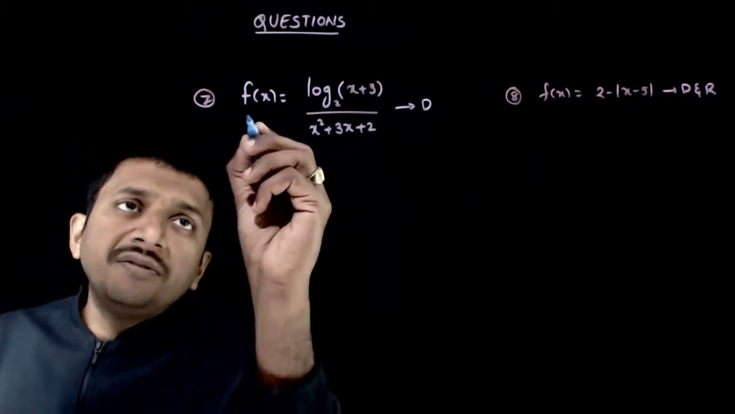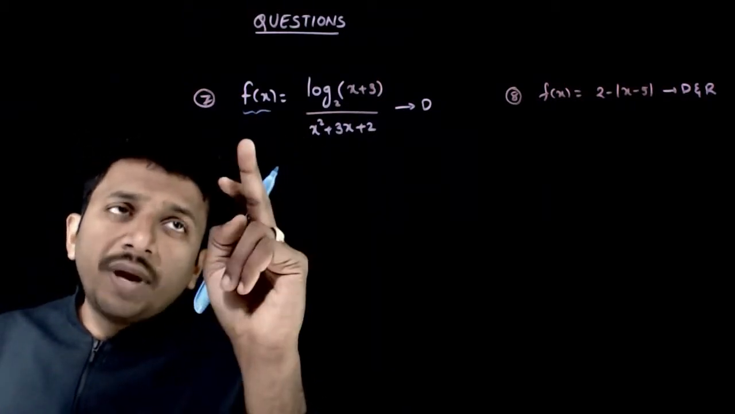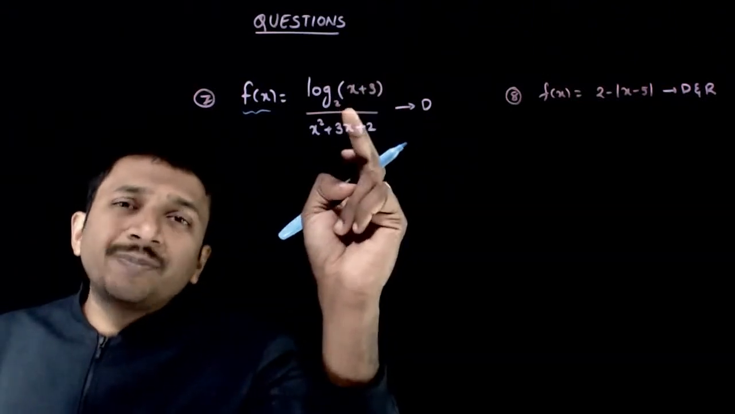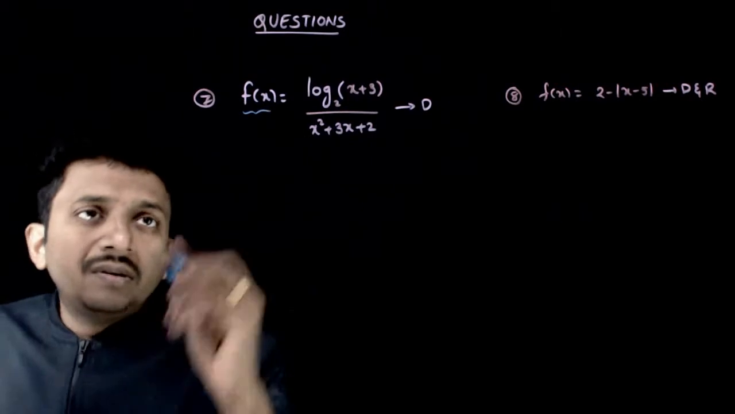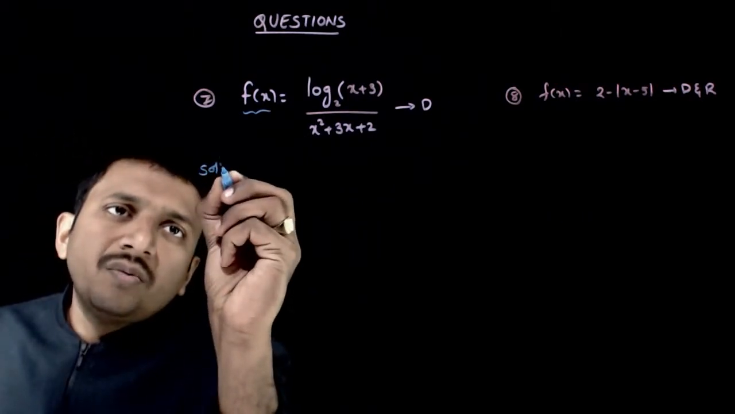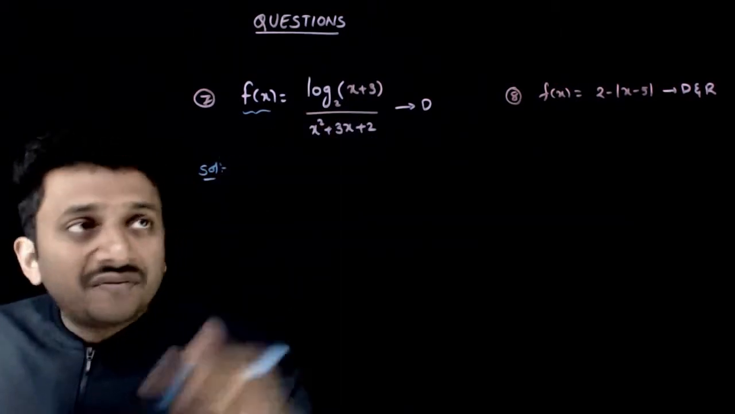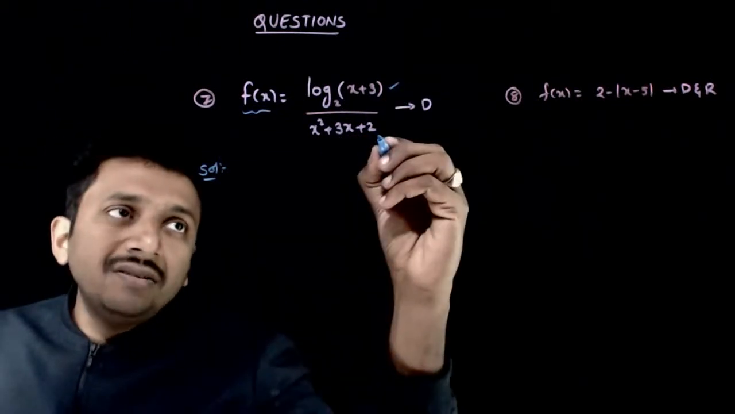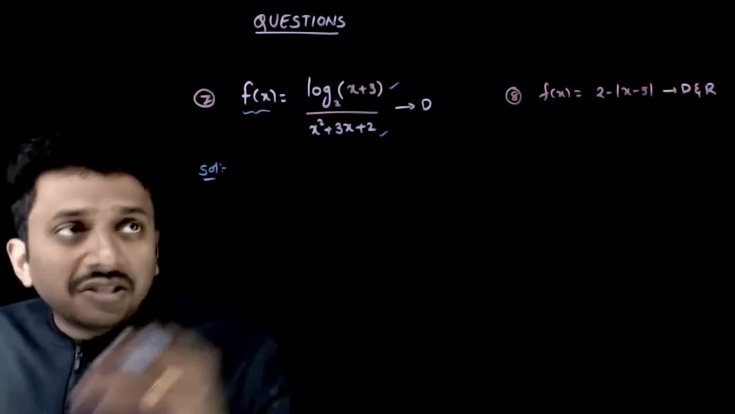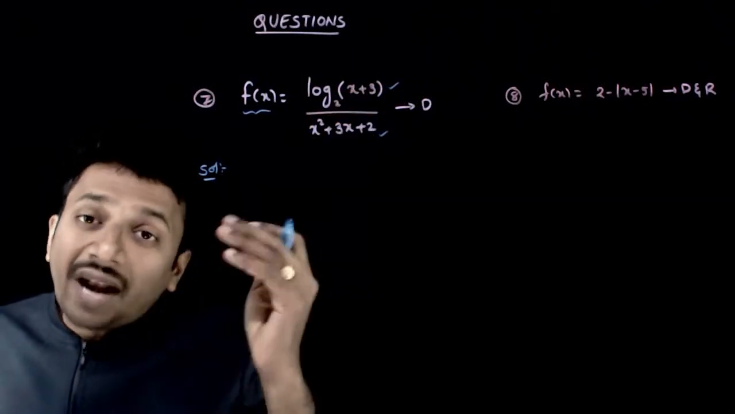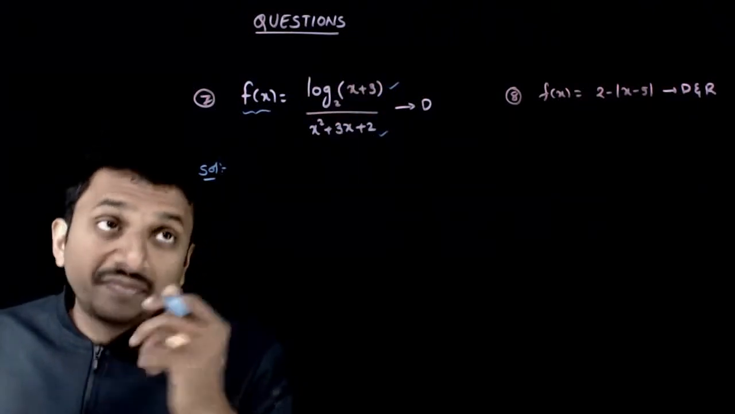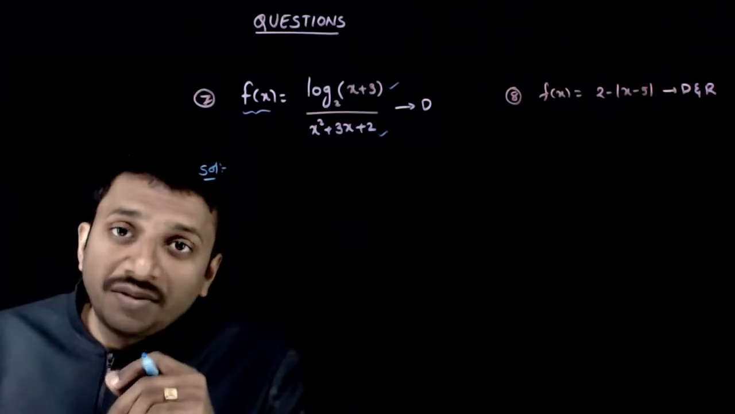So in this question, you're asked to find the domain of f of x is equal to log to the base 2 of (x plus 3) divided by (x square plus 3x plus 2). So what is this function made up of? This function is made up of a logarithmic function and a quadratic function, and this is a rational function, something by something. So for a rational function to be defined, first, the denominator should not be equal to 0.